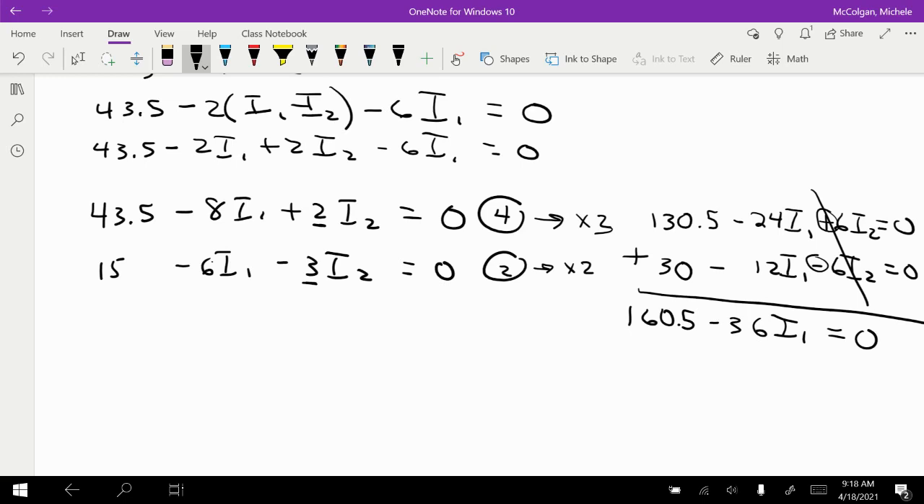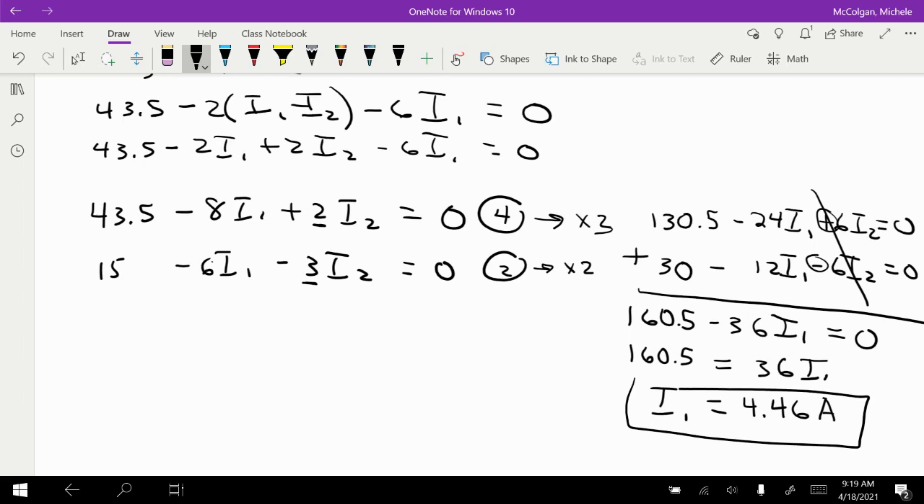All right, so now I can get I1 alone. I'm going to have 160.5 on this side equals 36I1 on this side. So I1 is going to equal 160.5 divided by 36. And I get 4.46 amps. Okay, so 4.46 amps for I1.